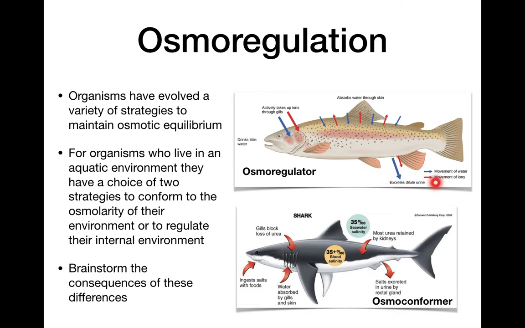And then the ions, the salts, are the red arrows, a lot being taken in through the gills, some removed out through the skin, and a little bit removed as well through the urine.